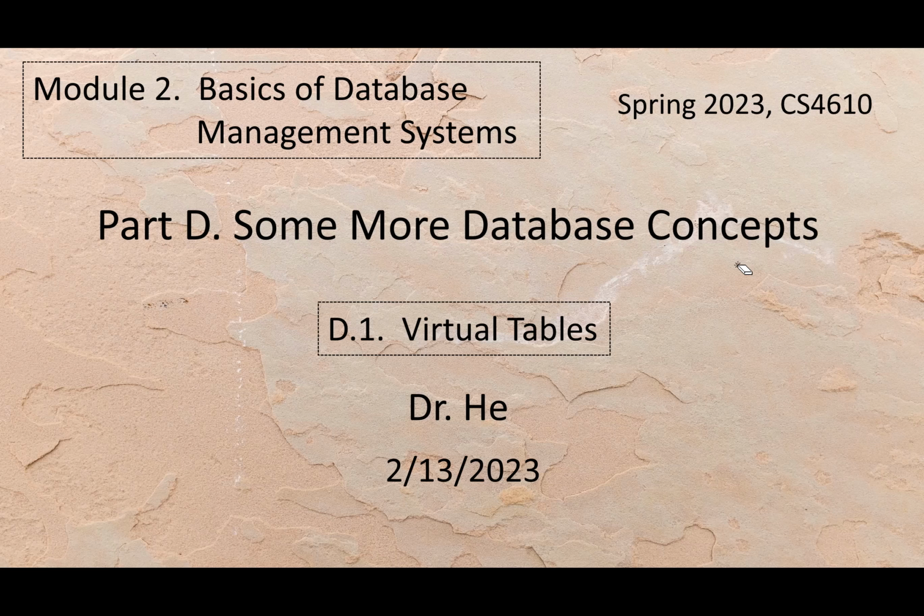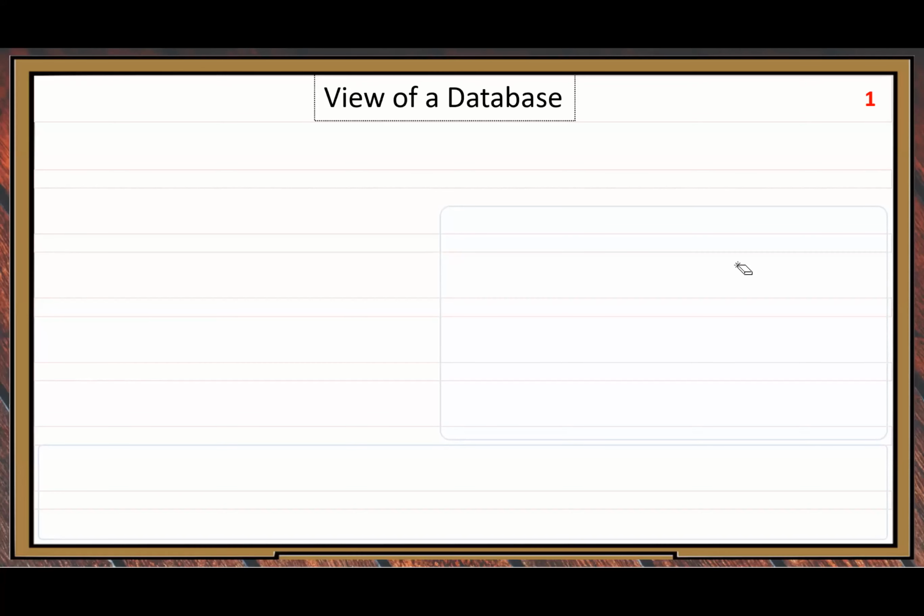Why we need virtual tables. All right. View of a database. Here, we have a new concept called a view concept. So this view is different from our regular view. In our database, this view has its specific meaning.